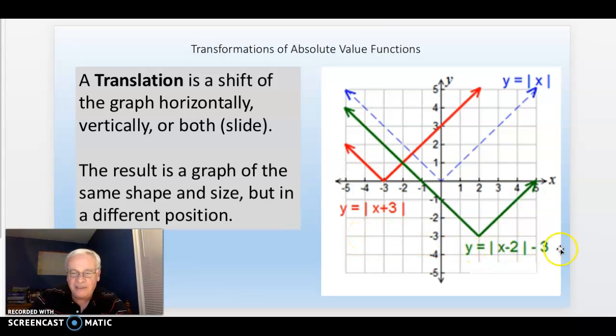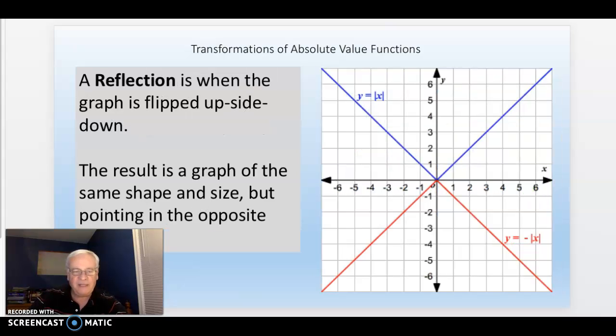We'll learn about these formulas in a minute. See, this one, x plus 3, moves it to the left 3, whereas x minus 2 right here moves it to the right 2. On the outside here, the minus 3 moves it down 3. This one has nothing out here, so it's kind of like plus 0. So it just stays right here, okay?